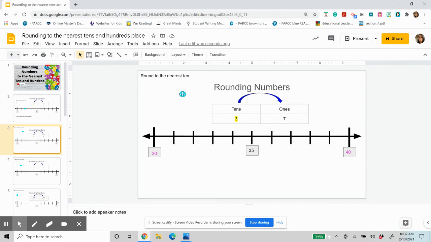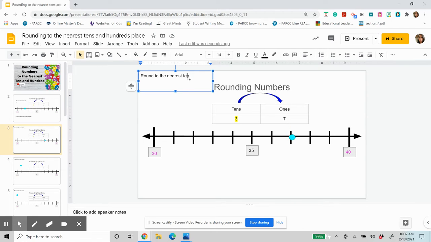And if we were to put 37 on the number line, this is 35, 36, 37. So is 37 closer to 30 or 40 on the number line? Visually, we can see that it is closer to 40. But we could also say to ourselves, okay, well, 7 is larger, so it would be towards the larger number. So 37 rounded to the nearest 10 would be 40.